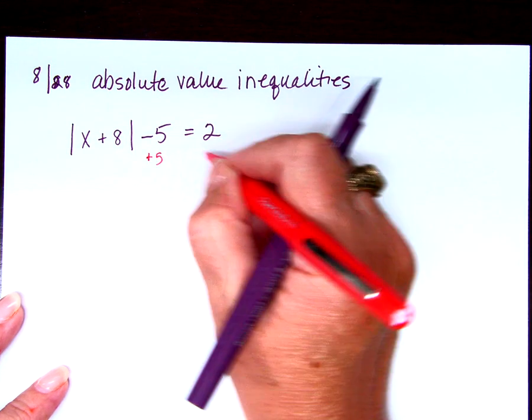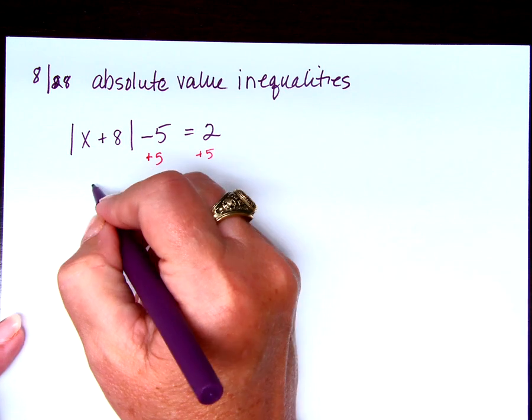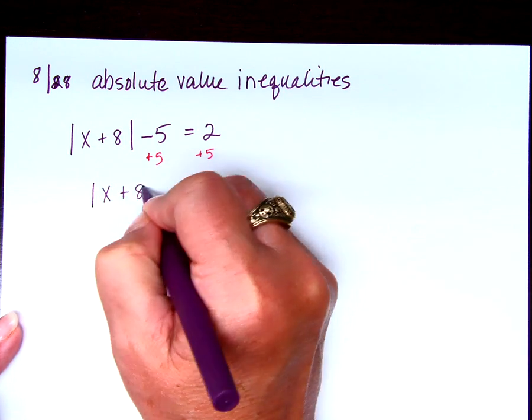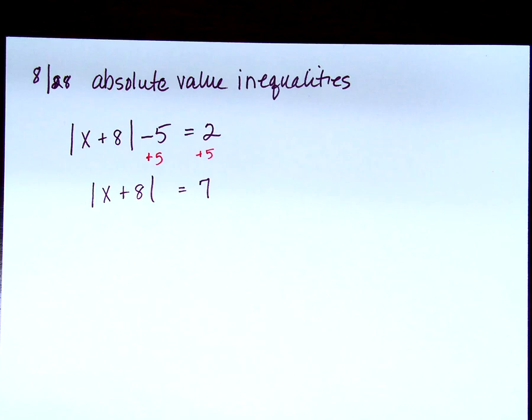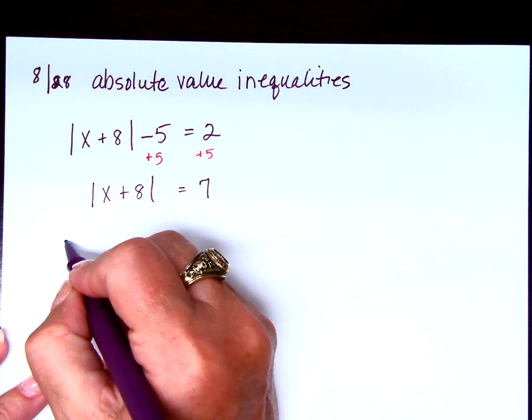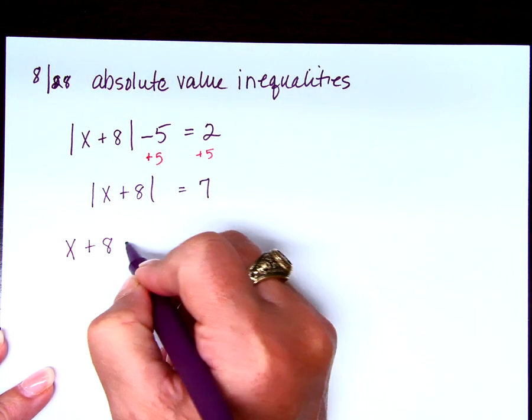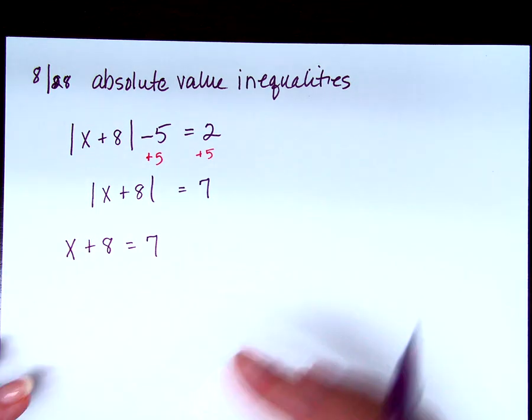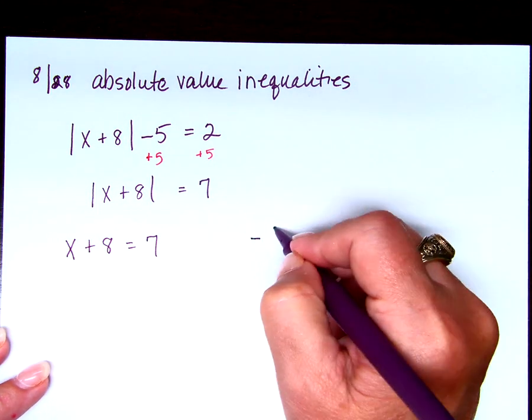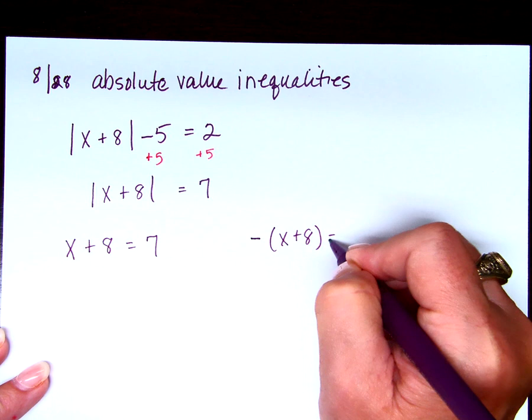Or add 5, right? Okay, if I add 5, I get the absolute value of x plus 8 equals 7. Is the absolute value isolated? Yes, so what's our next step? Two equations, right? I need to set up 2 equations. What's my first equation? X plus 8 equals 7. What's my second equation? Negative x plus 8 equals 7.